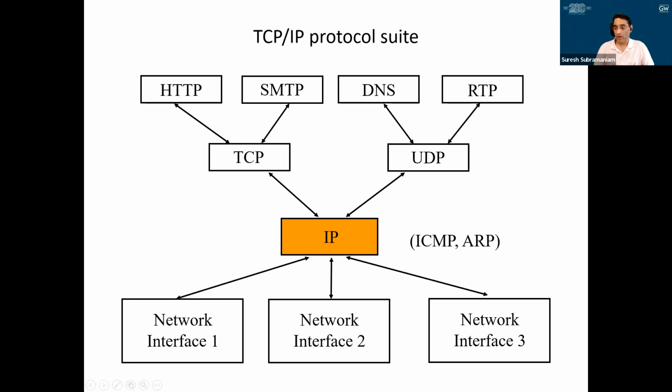For example, Wi-Fi is a wireless interface, so you send it as radio waves. If it's Ethernet, which is a local area network standard, then you send it over a wired medium, and there are some specific waveforms that are used for that medium. So the network interface is taking care of all of that job.